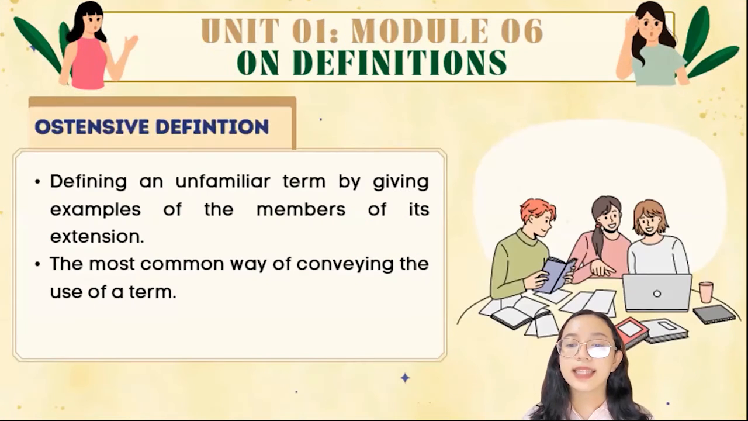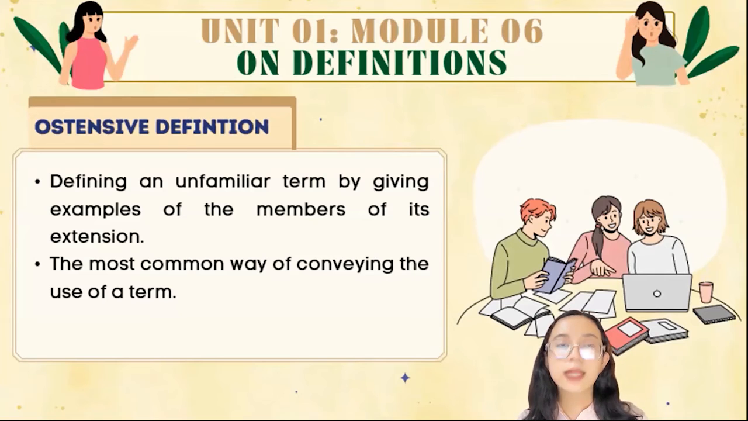If in the last slides we define terms using their synonyms, in this case we define terms through giving examples of the members of its extension. According to the book, this method is considered the most common way of conveying the use of a term.